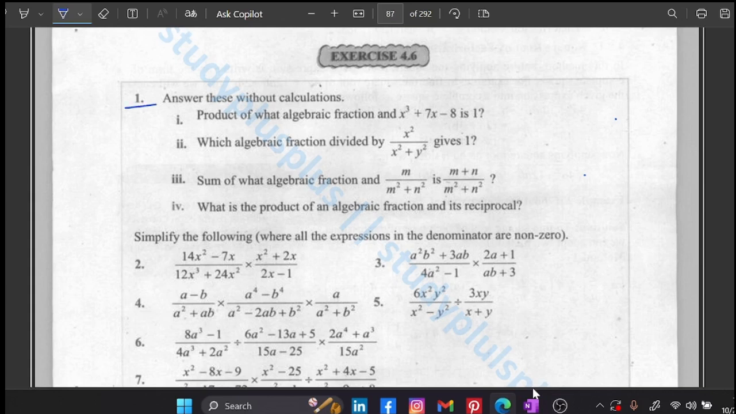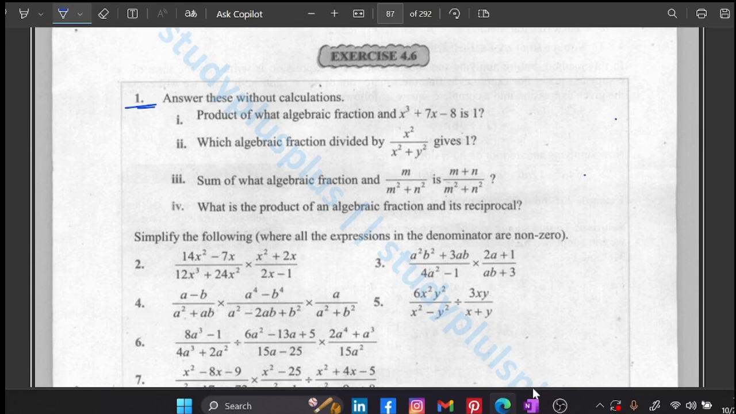Let's start with the first question. We need to answer these questions without calculations. Find the product of what algebraic fraction and this expression is 1. What do we need to do here? We need to take this expression and multiply it with any type of algebraic fraction such that our answer will be 1. Now what is our expression?